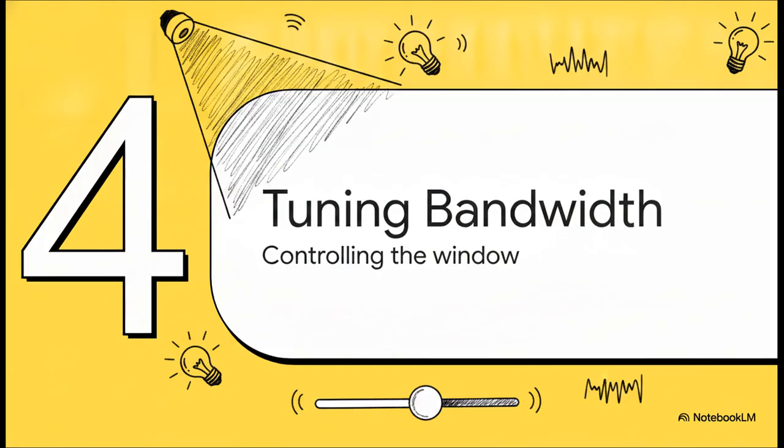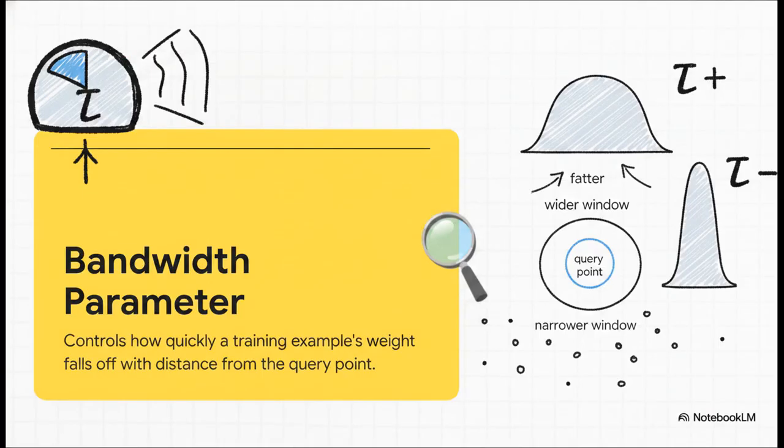All right, Section 4, tuning the bandwidth, controlling the window. So we have a dial we can turn, a hyperparameter known as the bandwidth parameter. We represent it with the Greek letter tau. Tau is what dictates the exact width of that neighborhood we look into. It controls how drastically a training example's weight drops off as it gets further away from the query point.